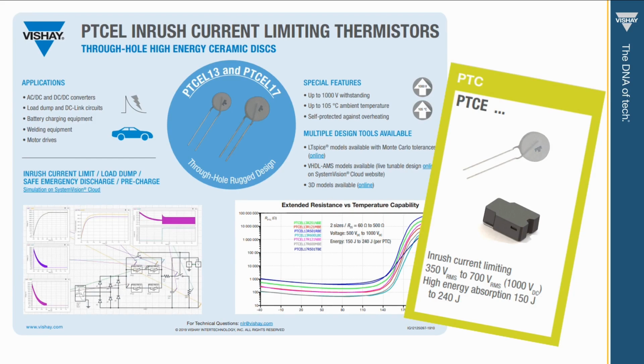Two features that set these PTCs apart from other inrush current limiting techniques, such as NTC inrush or fixed resistors, are its ability to self-protect in case of overload, with no risk of overheating. PTCE can also absorb energy up to 240 joules and even higher when multiple components are used in combination.